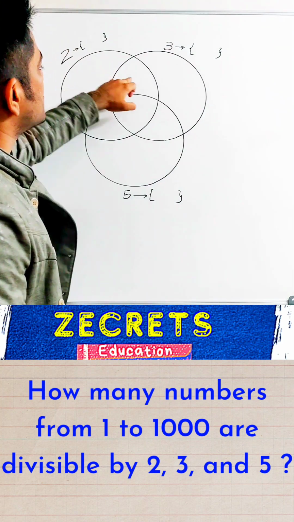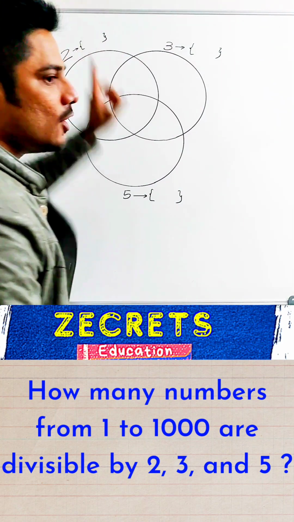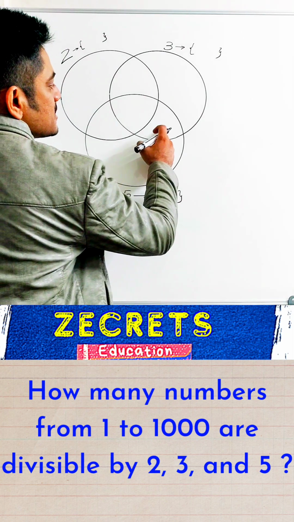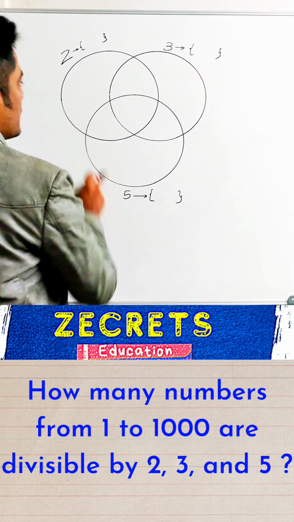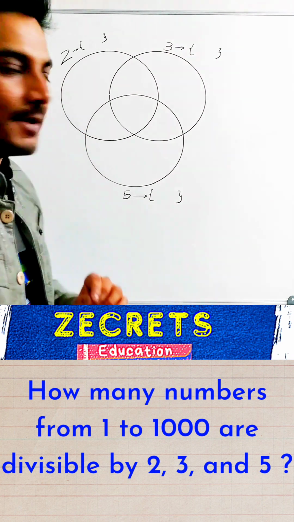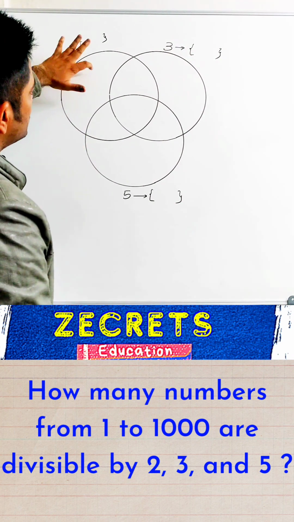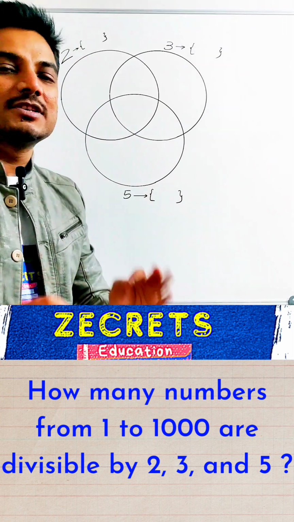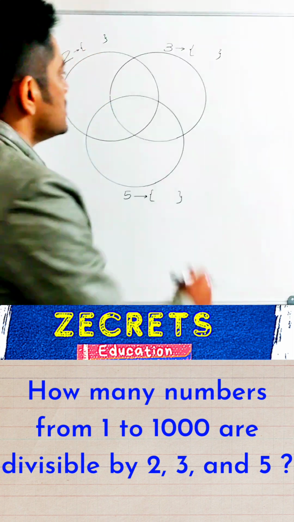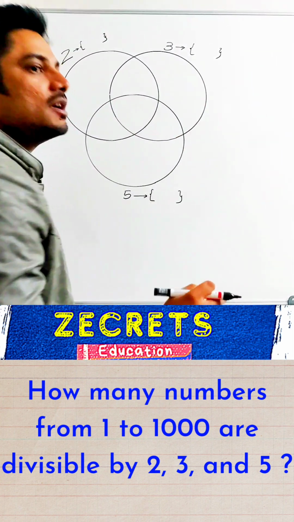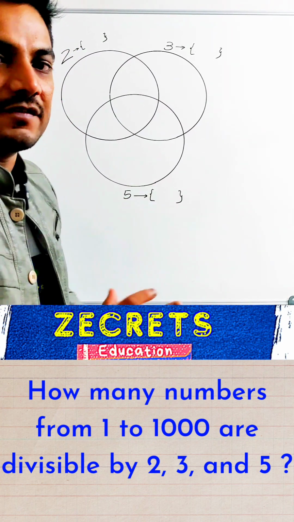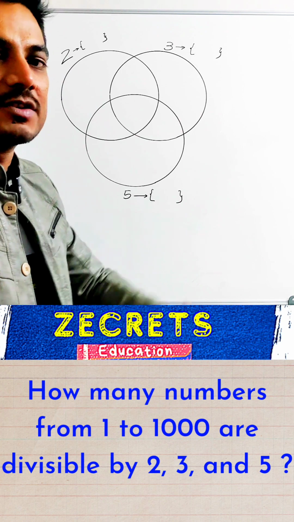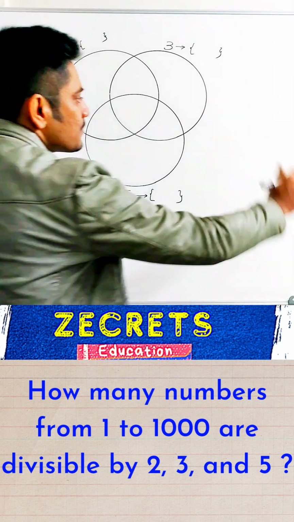So this part represents numbers divisible by 2 and 3 only. This represents numbers divisible by 5 and 3 only. And this represents numbers divisible by 2 and 5 only. So the outermost part, this part represents numbers divisible by only 2. Similarly, this represents numbers divisible by only 3 and this by only 5. Now let us check how many numbers are divisible by 2, 3 and 5.